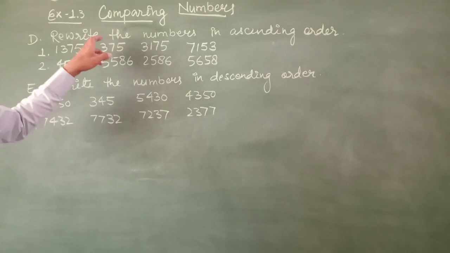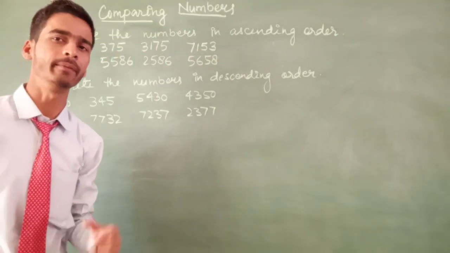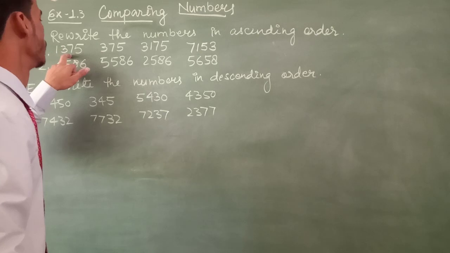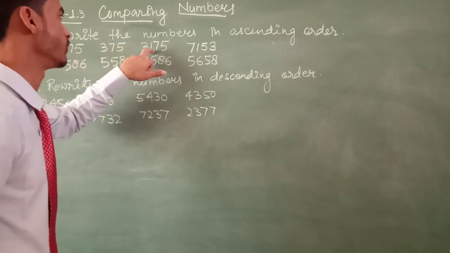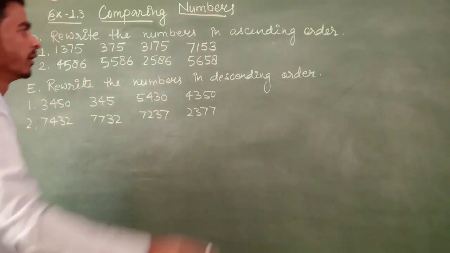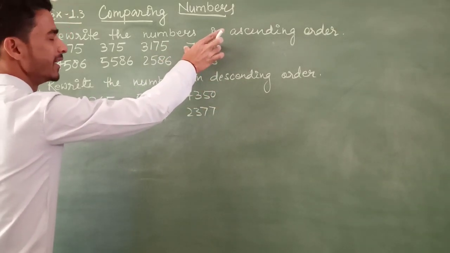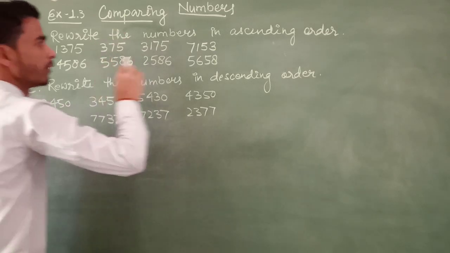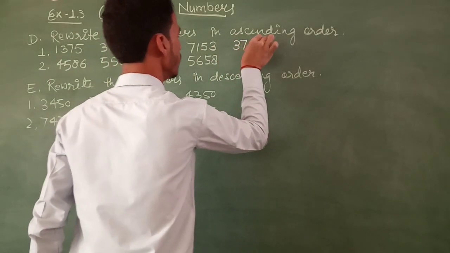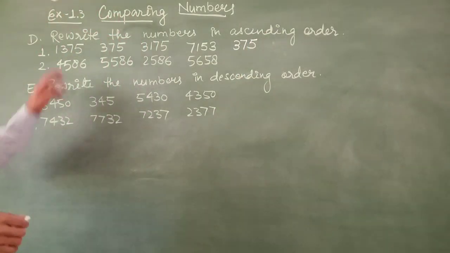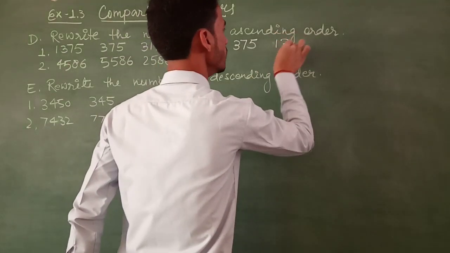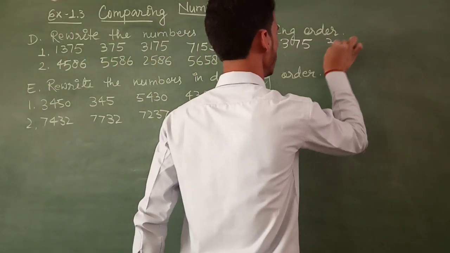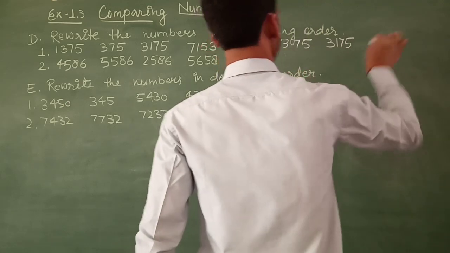The next question is rewrite the numbers in ascending order. Ascending means we have to arrange the numbers from smallest to greatest. The numbers are 1375, 375, 3175 and 7153. We know that the place value of 7153 is greatest, so that is the greatest number. In 375 there are 3 digits, so we can say that 375 is the smallest of all. After that there will be 1375, and after that 3175, and the next will be 7153.